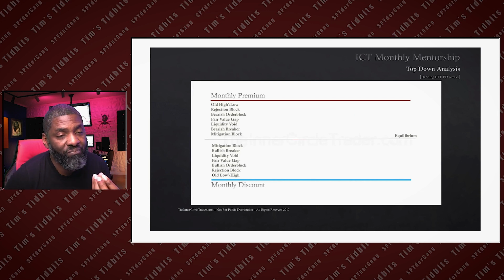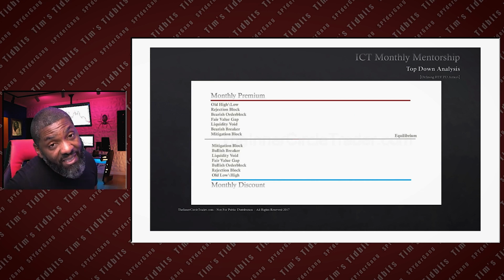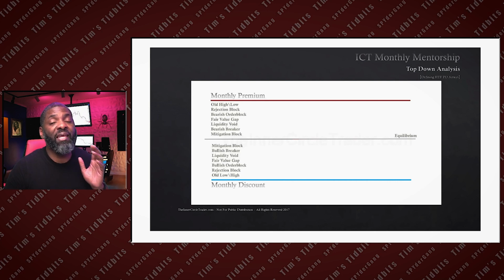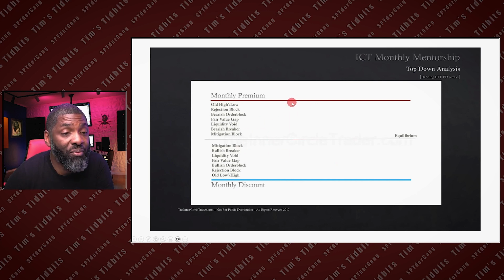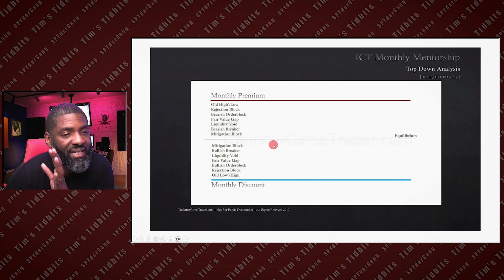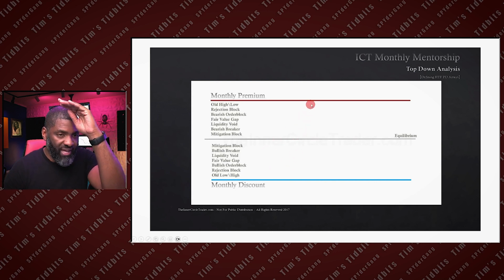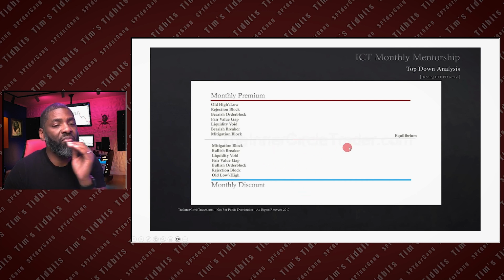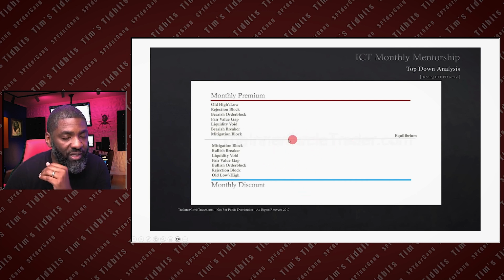You study it. Now, if you're using ICT concepts, this is very important to you. If you don't use ICT concepts, just relate what I'm saying to the stuff that's on this slide right here. In between premium and discount, from the highest high to the lowest low, 50% in between. For those who don't use ICT concepts, 50% between the highest high and the lowest low. That's what is called equilibrium.